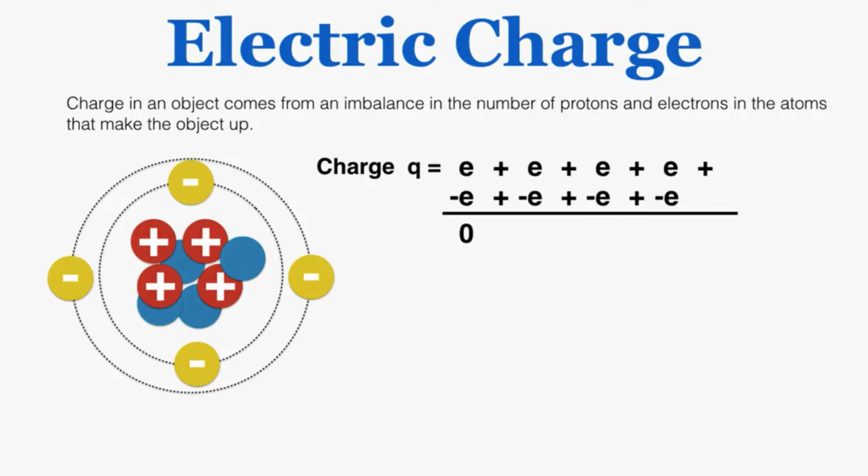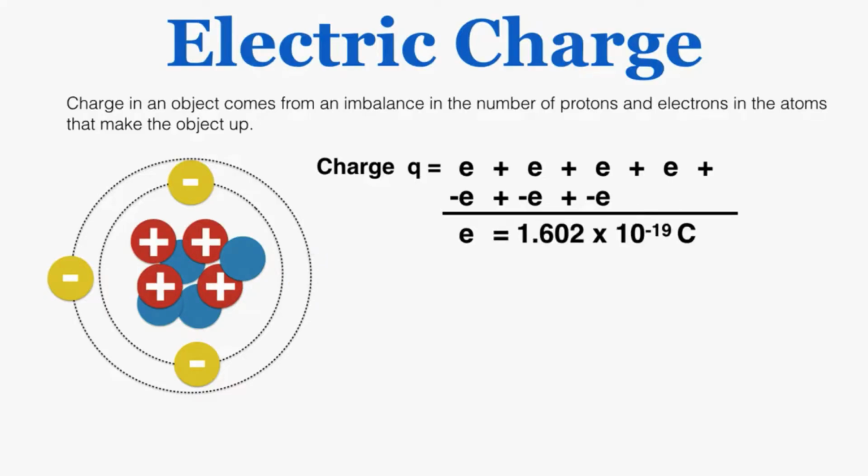Charge in an object comes from an imbalance in the number of protons and electrons in the atoms that make the object up. Just looking at this atom, for example, you can see it has 4 protons and 4 electrons. The electrons are in the outer shell. If I add up the charges here, there are 4 positive elementary charges and 4 negative elementary charges, and so the total charge on this object is 0.